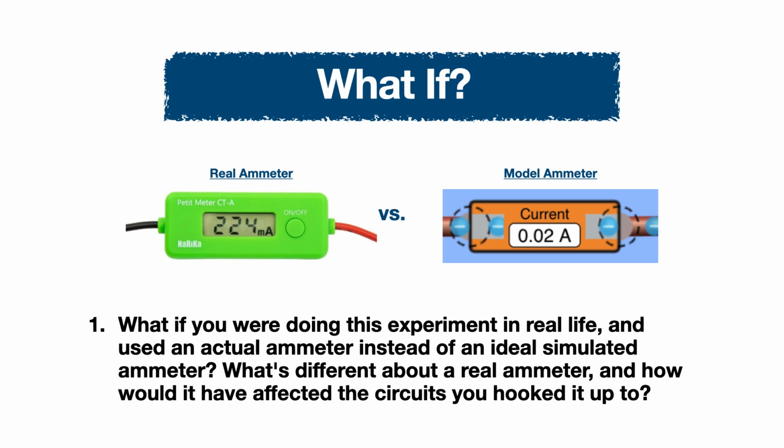Unlike assumed in this experiment, real ammeters have a slight resistance that would drop some of the voltage and result in less current being measured for the circuit it is hooked up to than if the ammeter was not connected. Therefore, conducting this experiment in real life would likely result in lower readings of the currents than what was reported in this experiment that used ideal ammeters.